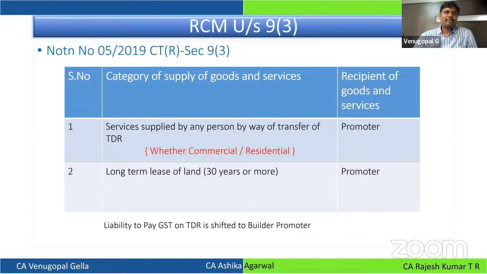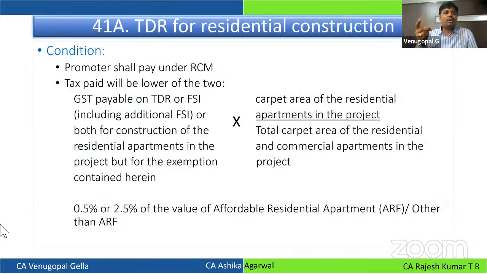So any supply of service by way of development rights, whether commercial or residential, both the liability to pay tax has been shifted to the builder, which is the developer promoter. So the landowner promoter will not be paying tax, whether commercial or residential. Residential is exempt. Now, the residential which is exempt has to be borne by the developer promoter, builder.